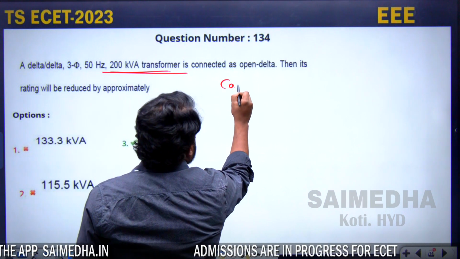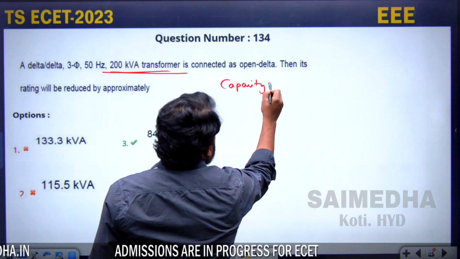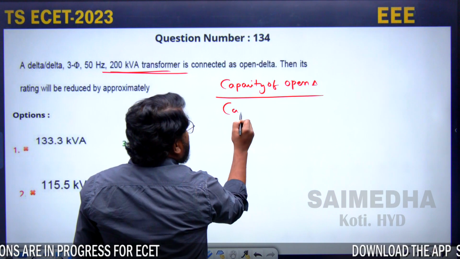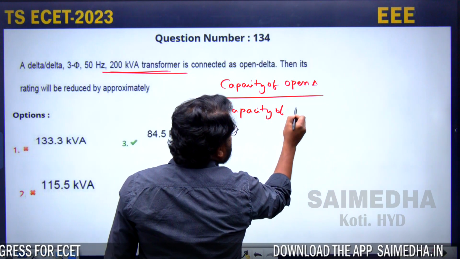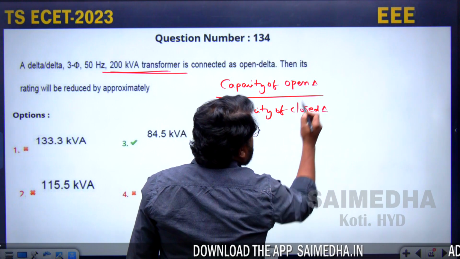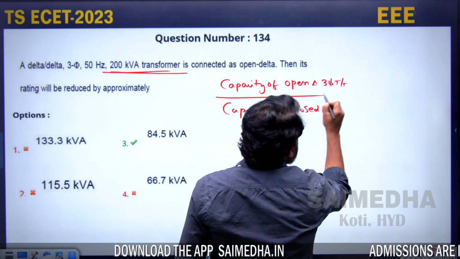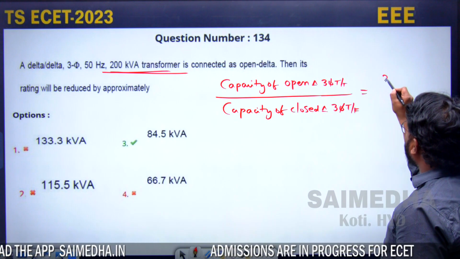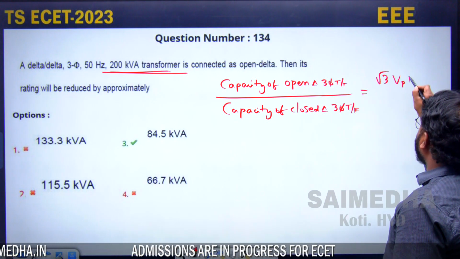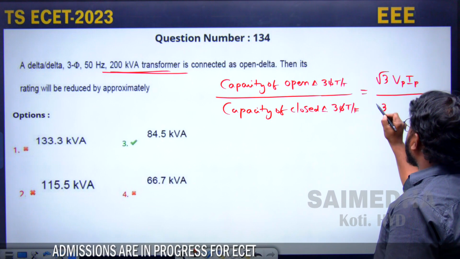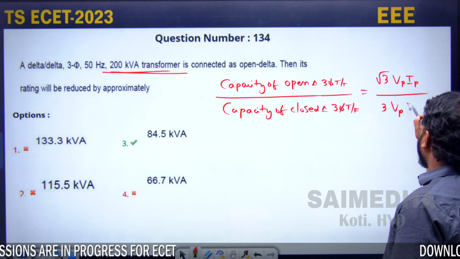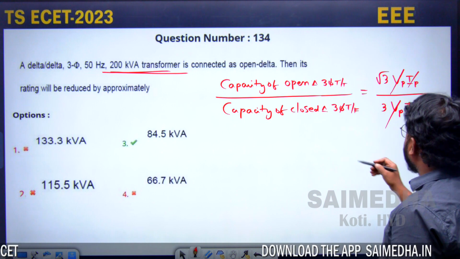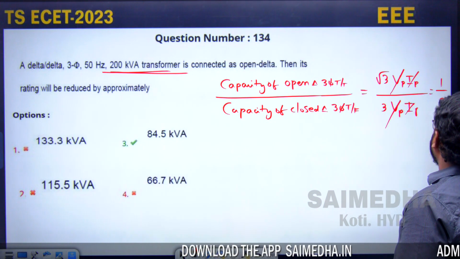So we know that the capacity of the open delta 3 phase transformer divided by the capacity of the closed delta 3 phase transformer connection is equal to root 3 times V phase multiplied by I phase, divided by 3 times V phase and I phase. Here V is cancelled, I is cancelled out. So this is equal to 1 by root 3.